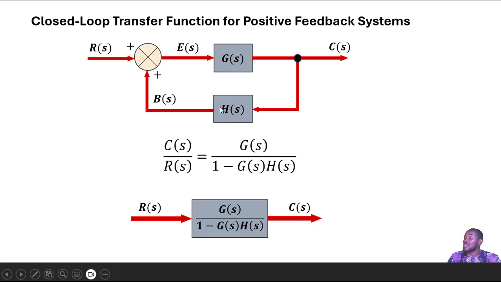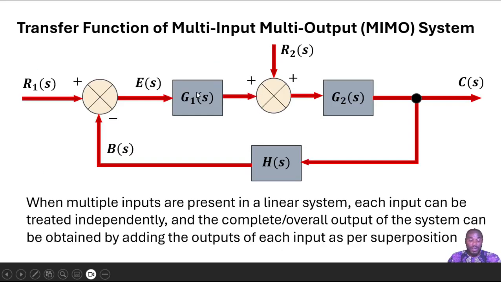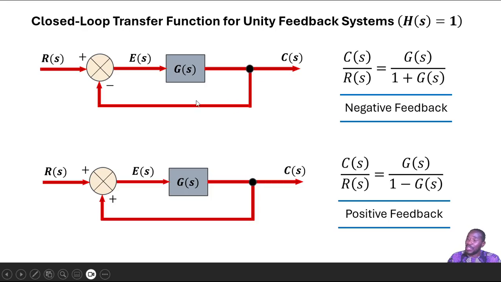1 times C of S will still be C of S. So C of S coming in will still be the same C of S going out. There's no need to put this block here. This is just one continuous line. That's why you see that we've removed the H of S there, because H of S is 1.